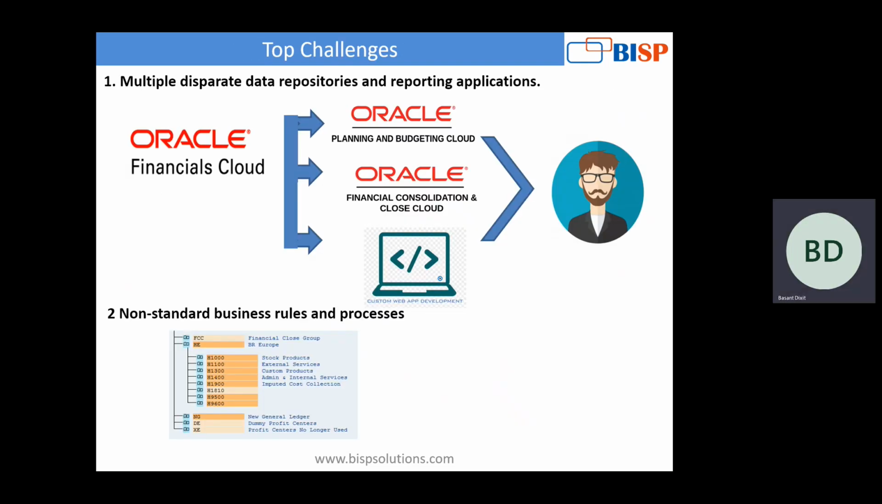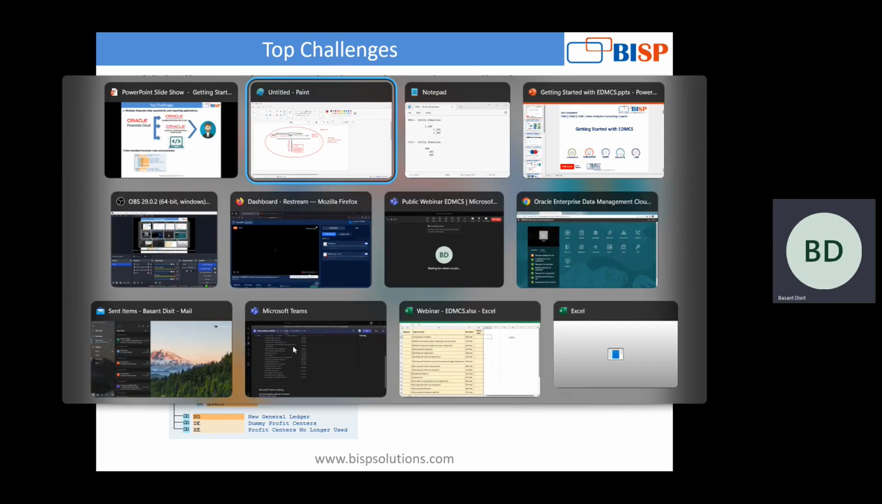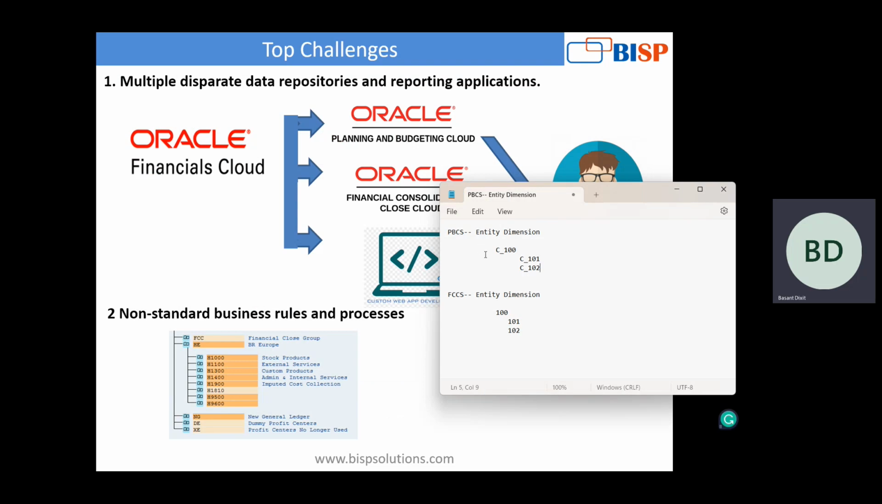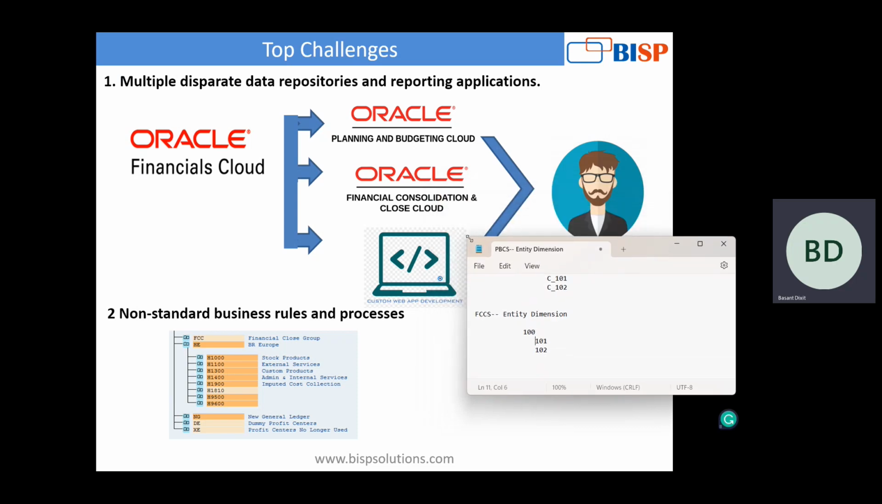So basically, the top challenge people face is when we have many applications, just like I've told you. In the notepad, I'll explain that in the PBCS entity dimension we have C underscore 100, but in FCCS we do not have C underscore. We directly have the numbers, the entity number or the hierarchy. We have 100, and under 100 we have 101 and 102. So this type of disparate data exists in the real world, and we can manage that with the help of the EDMCS application.